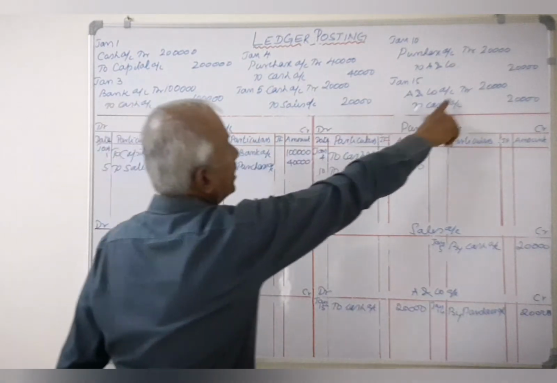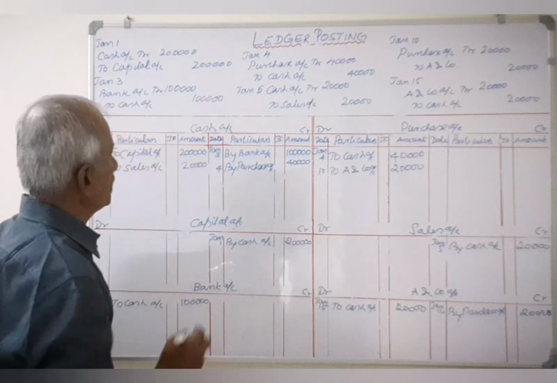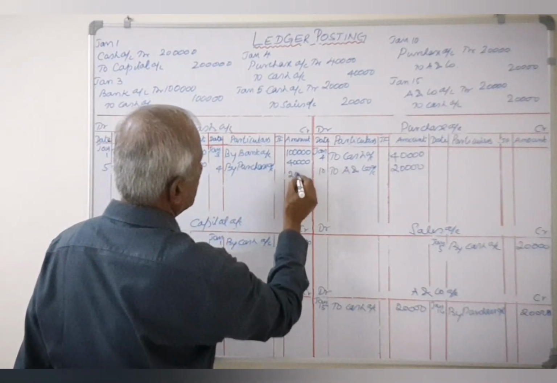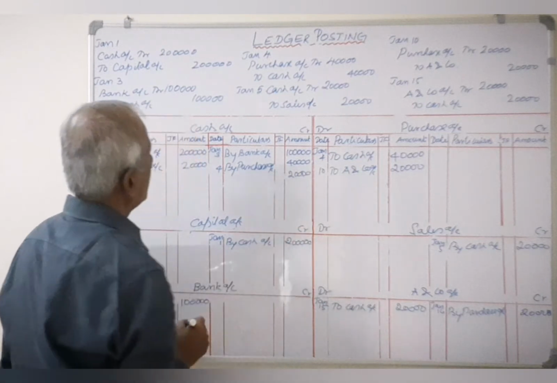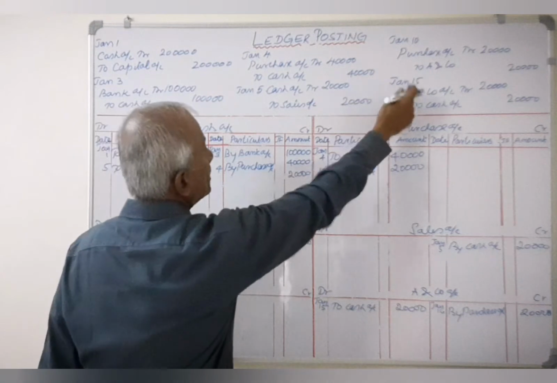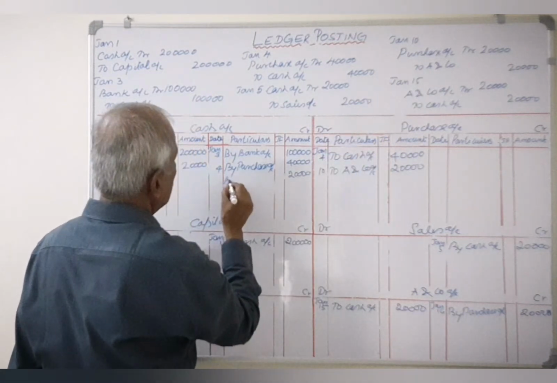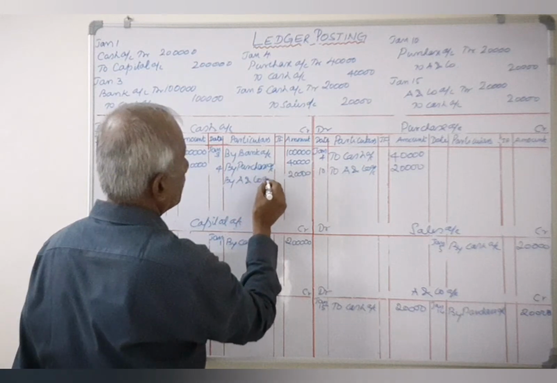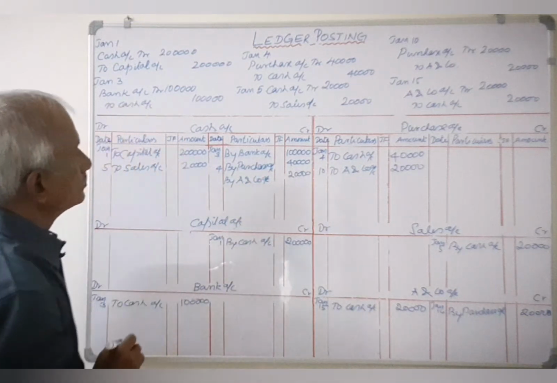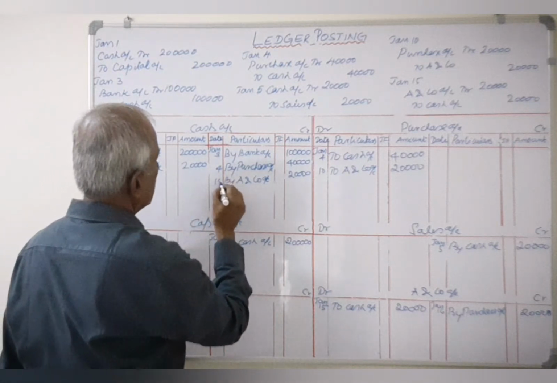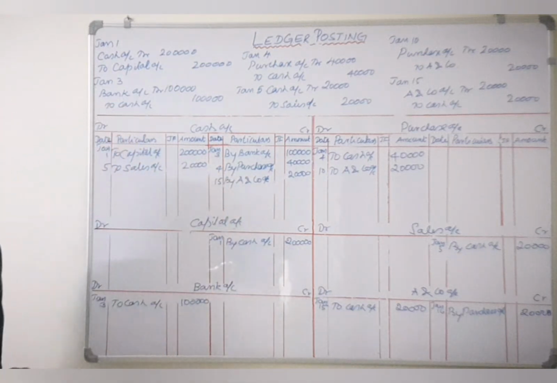Then on the credit side of the cash account, you have to record 20,000. Now this is the credit side of the cash account, 20,000. Against it, you have to write the name of the account debited in this journal, that is A&N Company. So by A&N Company account. Let us record the date 15.